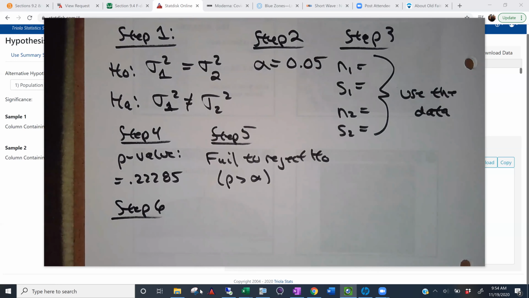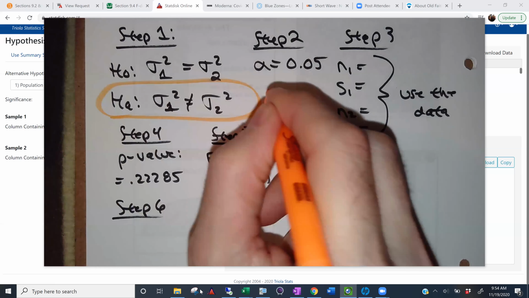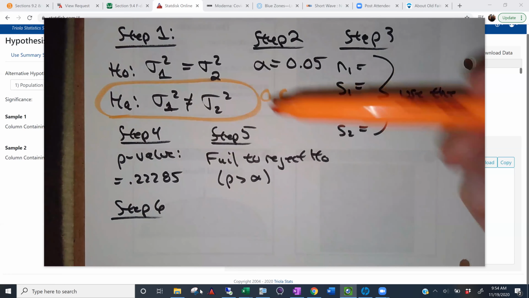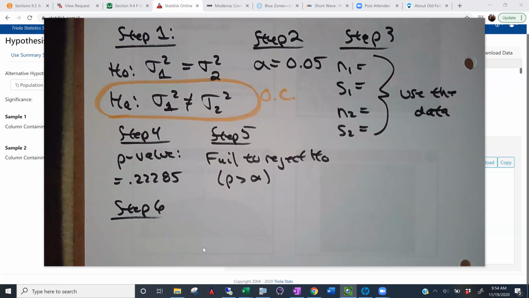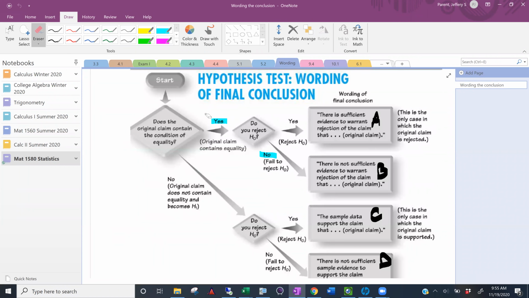Now, one thing that I forgot to do was circle my original claim, but I think in going back, this was our original claim because we were testing to see if there was a change in the standard deviation, in the variation. So let's use that along with the wording of our hypothesis conclusion to finish up step 6. Let me delete a couple of these. There and there.